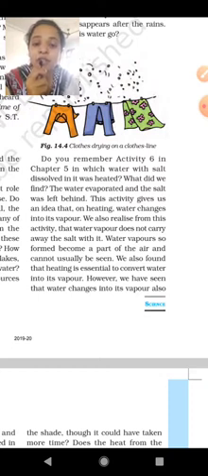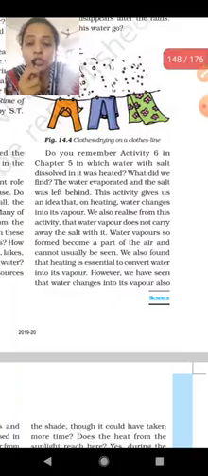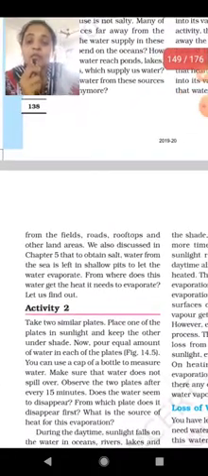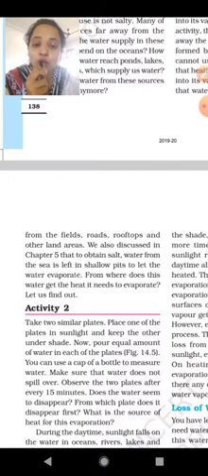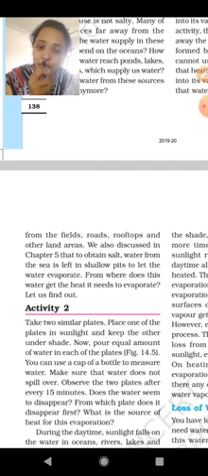However, we have seen that water changes into vapor also from the fields, roads, rooftops, and other land areas. But the question arises: who heats the water? That's the Sun. The Sun heats the water, and then it turns into vapor.